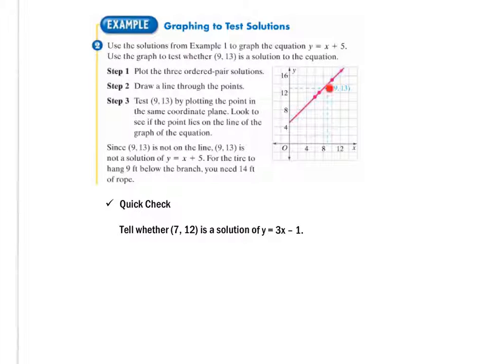You can see (9, 13) is not really falling within that line. So it is not a solution for the ordered pair. And you can actually check it by putting 9 in place of the x, 13 in place of the y. 9 plus 5 does not give you 13, so it is definitely not going to be a solution.